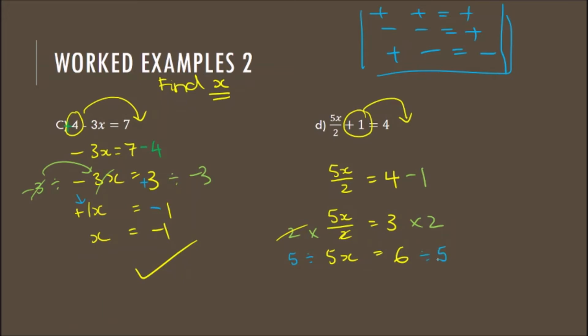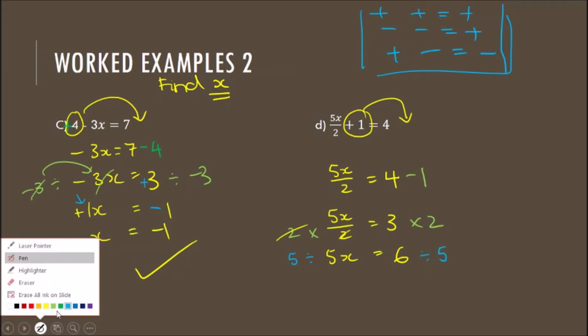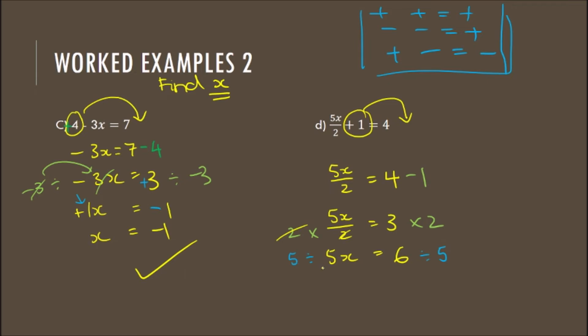Okay, so this is where fractions come into play. Now we know 5 divided by 5 is 1x. I'm just writing it for you. 6 divided by 5 is 6 over 5.